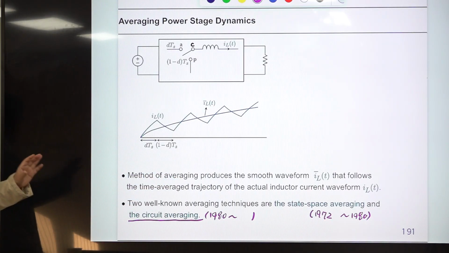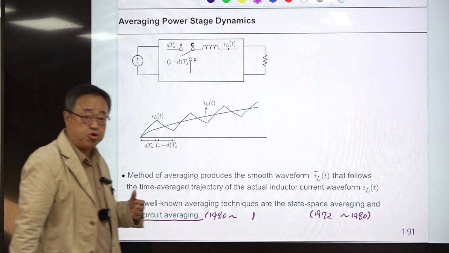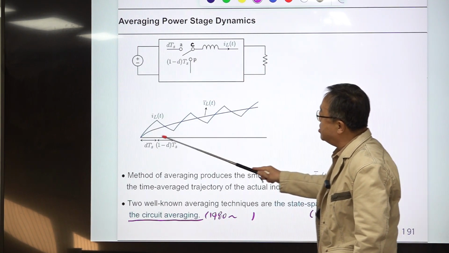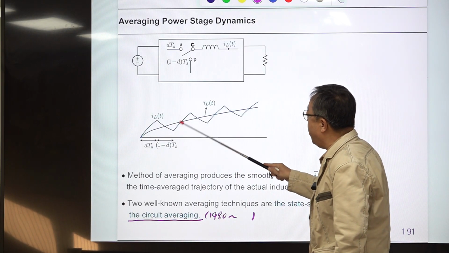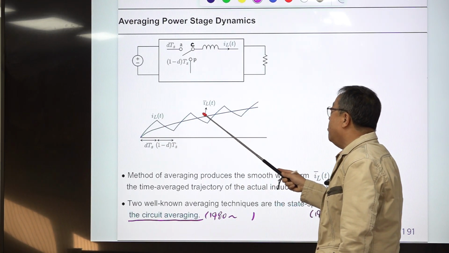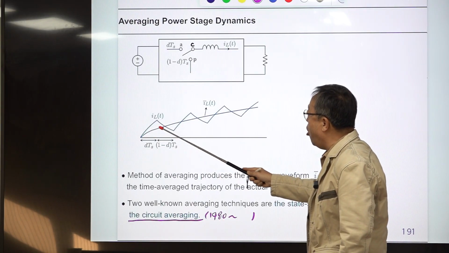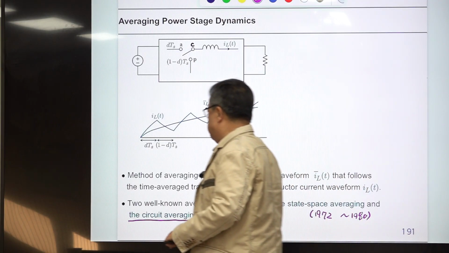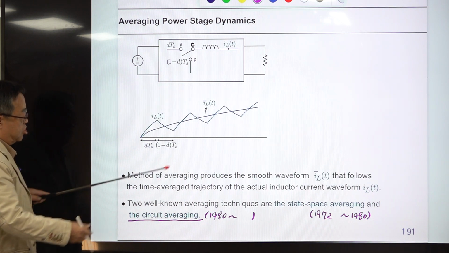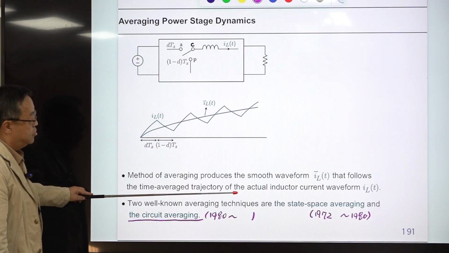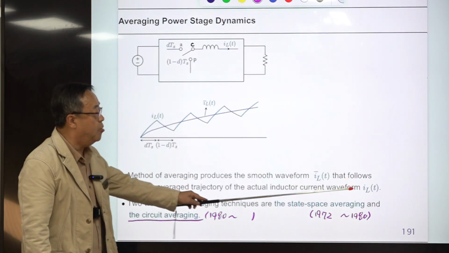So this is the exact cycle by cycle simulation based on the switch model. Suppose we developed the average model of the power stage. Then the average model will trace out this curve, which follows the time averaged version of this. So this average model will generate this smooth curve passing through the time average envelope of these exact waveforms. In summary, the method of averaging produces the smooth waveform IL bar(t) that follows the time average trajectory of the actual inductor current iL(t).